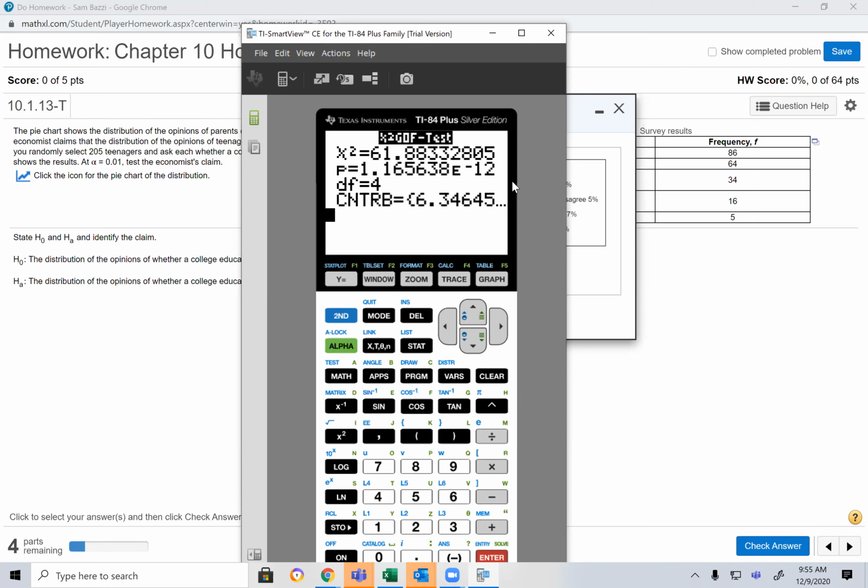And then it's less than alpha. You reject the null hypothesis. And if you reject the null hypothesis and the claim is in HA, you support the claim. So there is enough evidence to conclude that the distributions of parents and teenagers are different. So usually the null hypothesis is the same. The alternative hypothesis, the distribution has changed or it's not the same. Any questions?